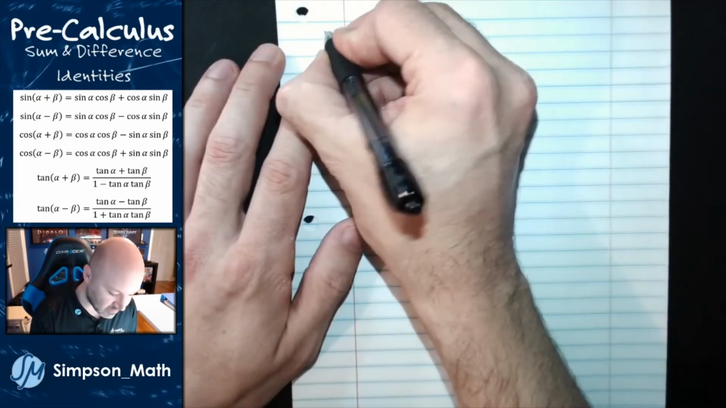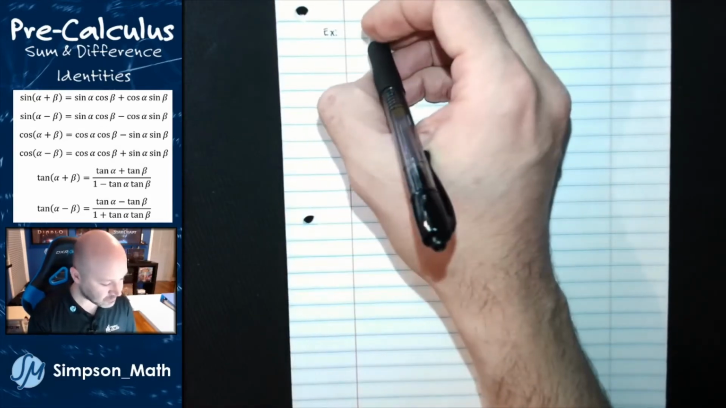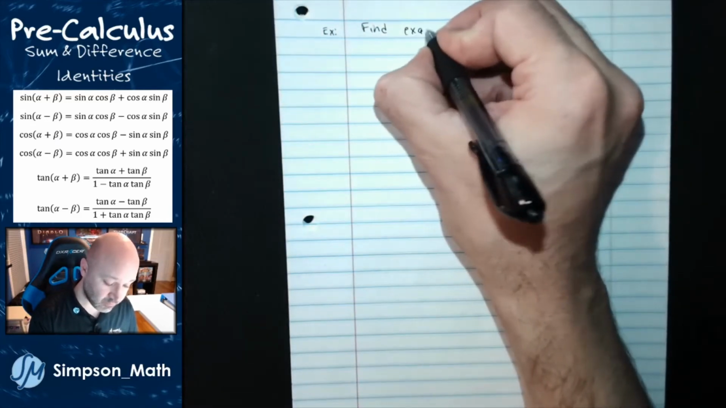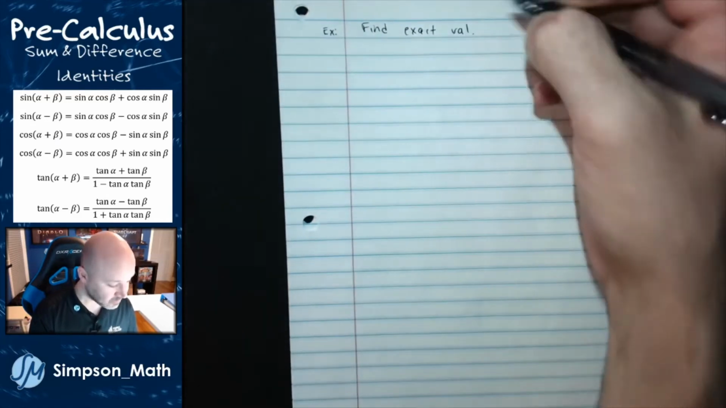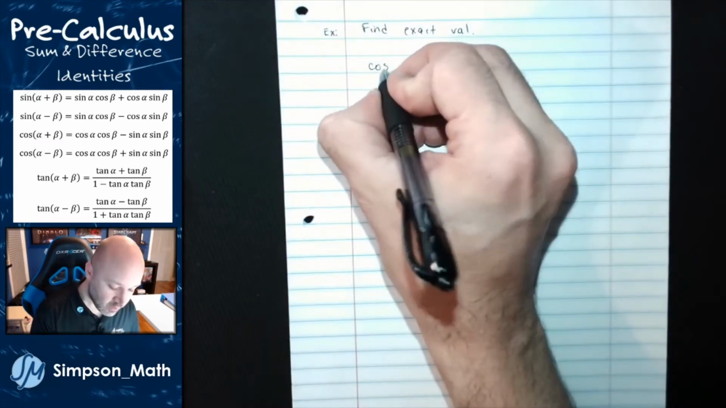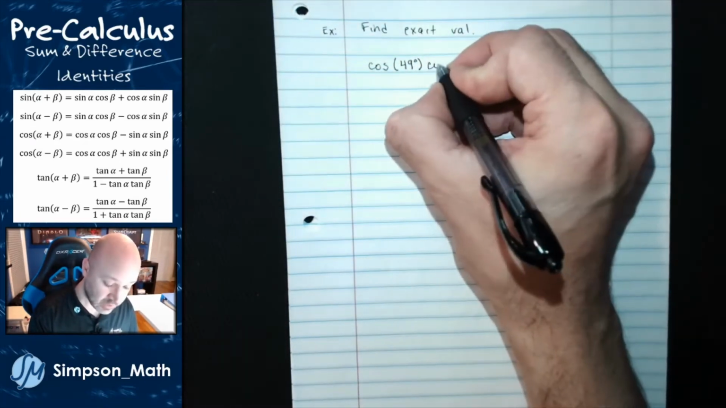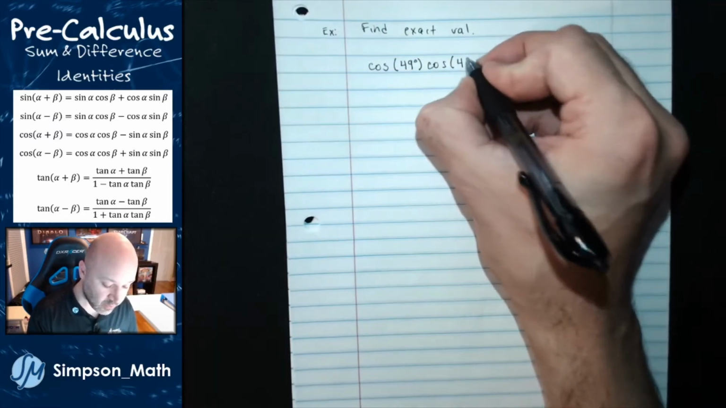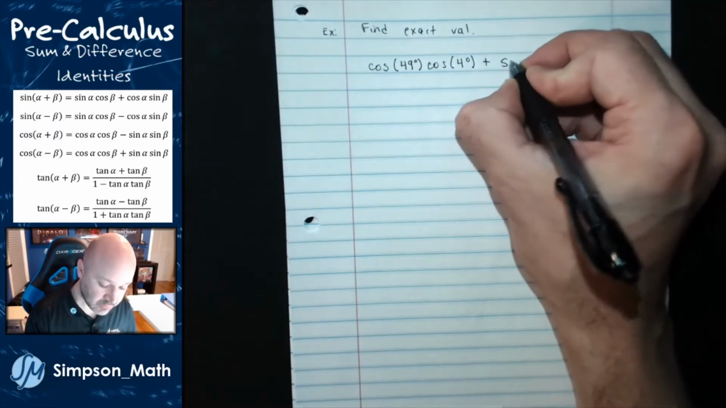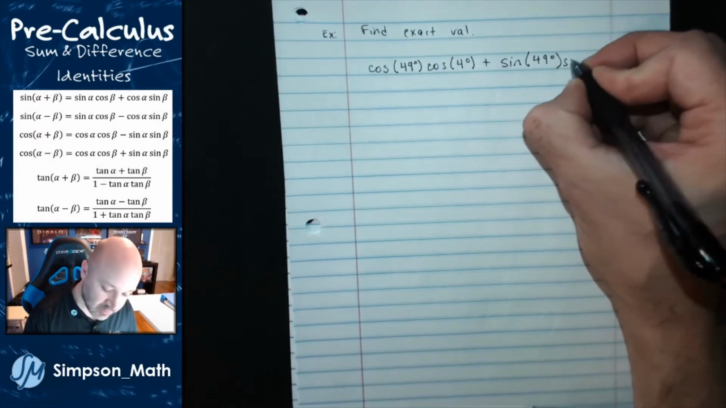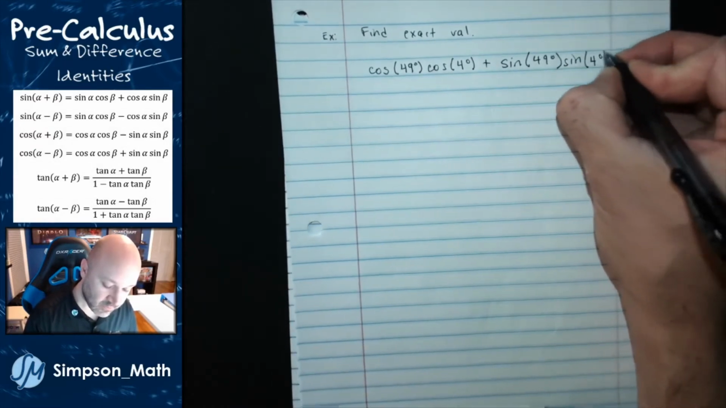I call these kind of fun problems. Let's find the exact value of something like cosine of 49 degrees times cosine 4 degrees plus sine of 49 degrees times sine of 4 degrees.